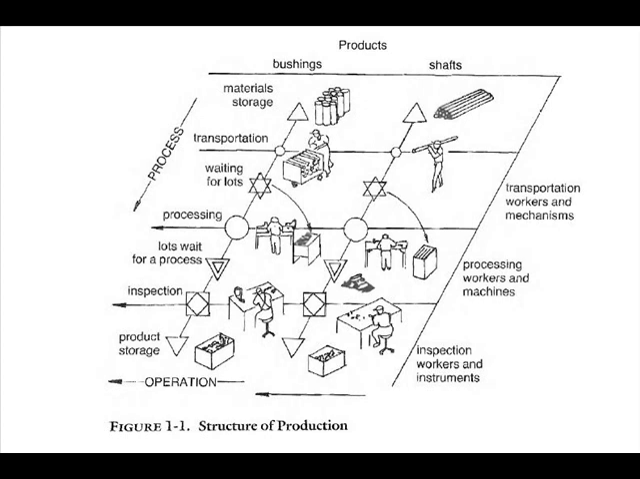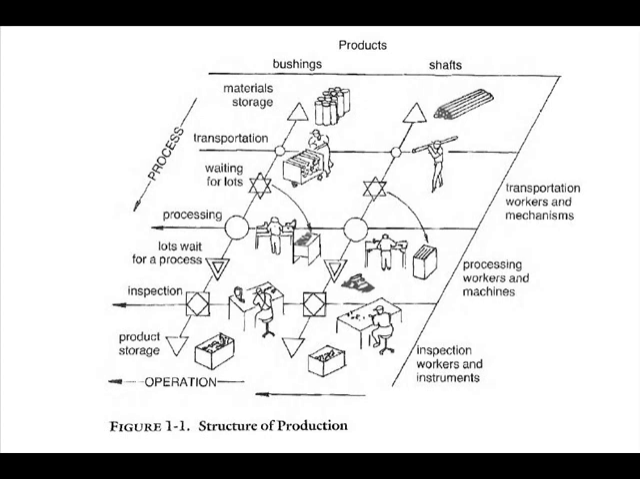Chapter 1. The structure of production. A schematic outline of production. Production activities may best be understood as networks of processes and operations. Figure 1-1. A process is a continuous flow by which raw materials are converted into finished goods.